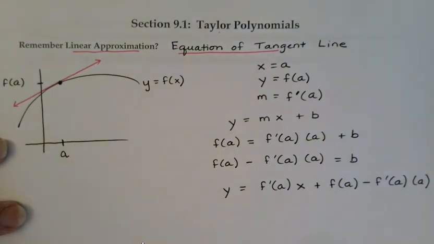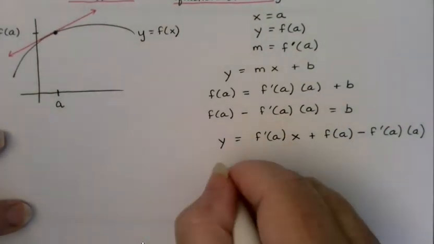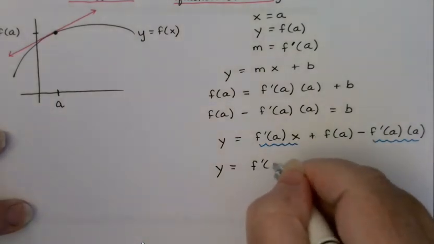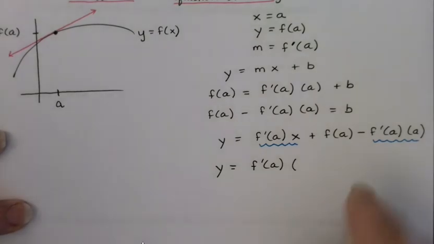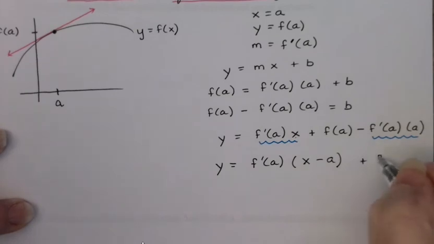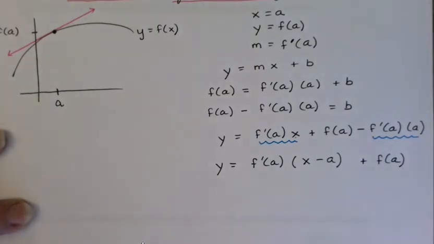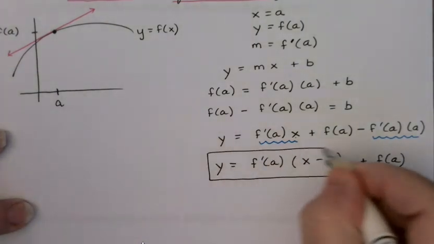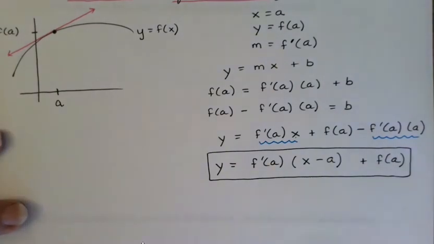And I'm going to do just a little bit of algebra on that. I'm going to go ahead and combine those two terms that have the f prime of a in them, and I'm going to factor out the f prime of a. So f prime of a times x minus a plus f of a. This is the form that I'd like to use for sort of the generic equation of a tangent line or linear approximation.